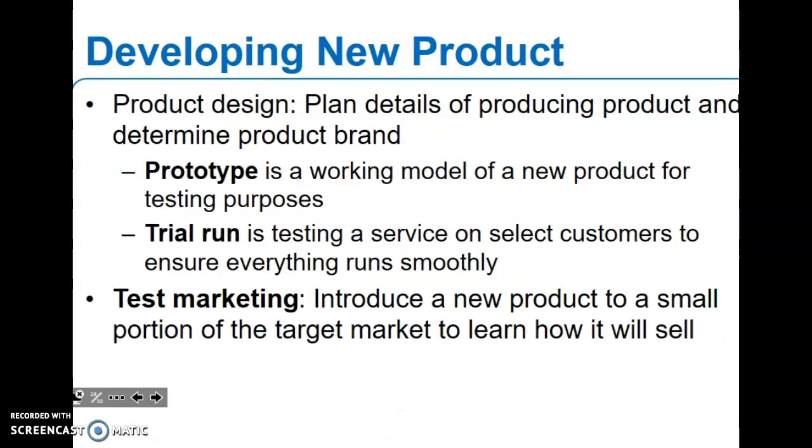After proving the new product meets its need in the market and can meet company profit goals, the next step is product design. This is the stage where the product idea becomes a reality. During the design phase, the details of producing the product are planned. Determining the product brand is also part of the design phase. The name, image, logo, slogan, and packaging of the good or service are usually created in this stage.